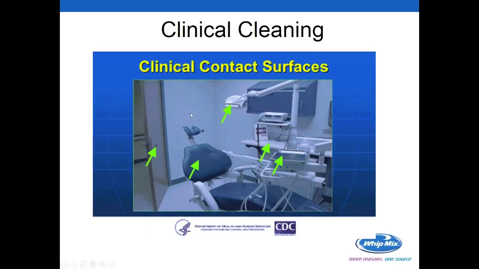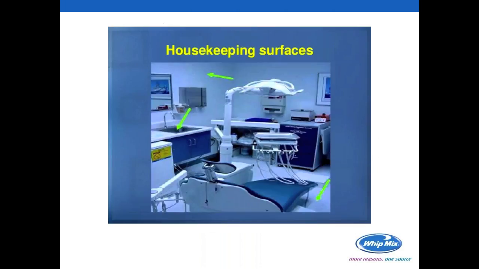Okay, there's clinical cleaning, contact surfaces, and you can see there's several of them here. If you can see my little pointer there. Lights, door handles, trays, of course, countertops, the chair itself, lots of places that can constitute contact surfaces where the material will stay and can be transferred to someone else touching it. Housekeeping surfaces, that's walls, sinks, floors, okay? All those kinds of things need to be cleaned on a regular basis.